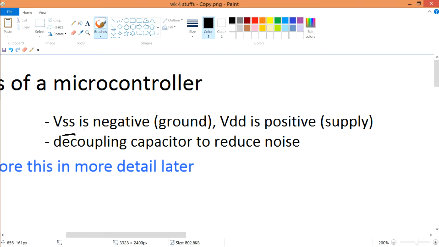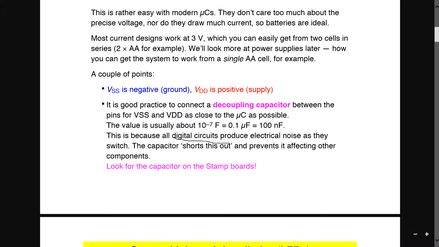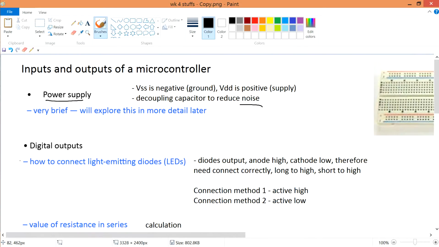Normally between VSS and VDD, you require a decoupling capacitor to reduce noise. Why? Because digital circuits produce electrical noise, and the capacitor shorts this out and prevents affecting the other components to a certain extent. In fact, this is the purpose of the decoupling capacitor, to reduce the electrical noise, and that's it. The power supply, we'll explore in more detail later.